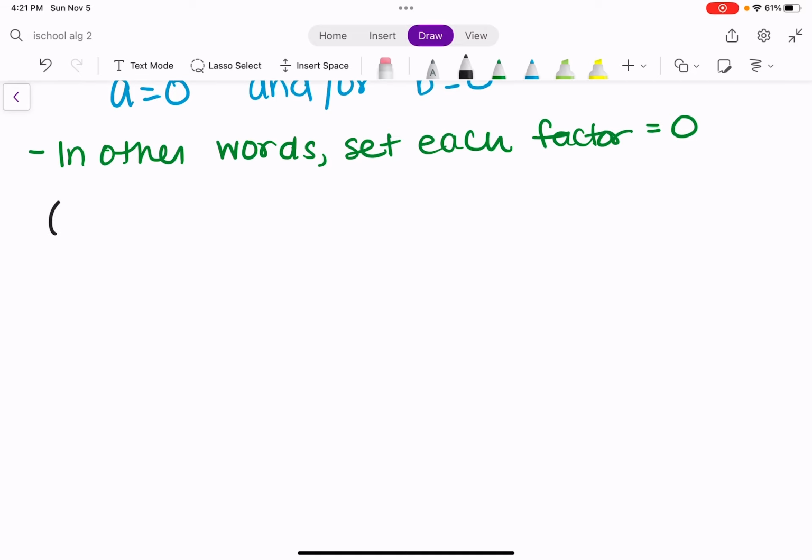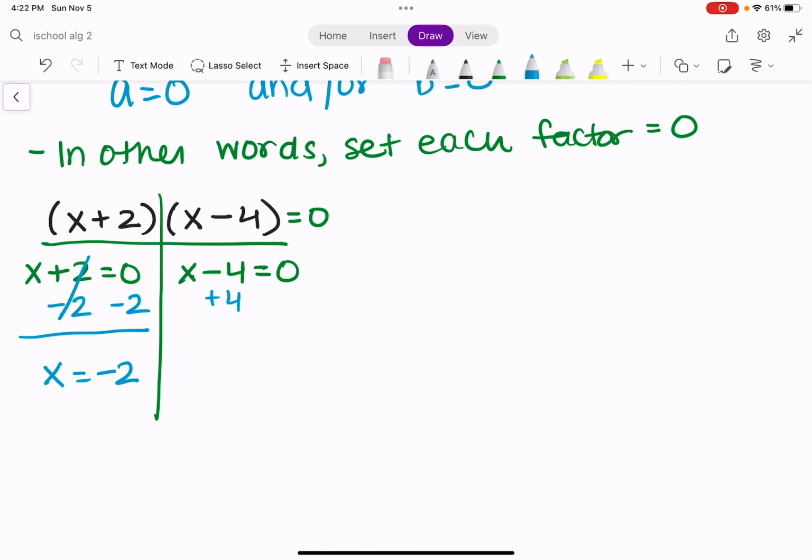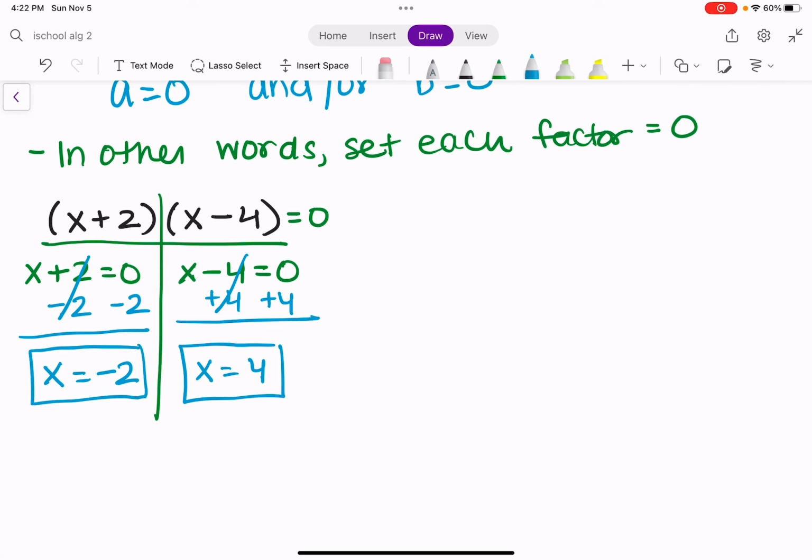Like let's say after you factor, you get something like this, x plus 2, x minus 4. What you're gonna do is set it equal to 0, and then what I like to do is make a T-chart like this. Each of these parentheses is a factor. So you're going to take each parentheses and set it equal to 0, and now you're just going to solve for x. On the left side, I'm going to subtract 2, so I get x equals -2. And on this side, I'm going to add 4, so I get x equals 4. These are my two solutions, also known as my two x-intercepts.